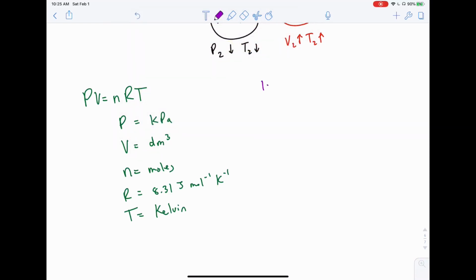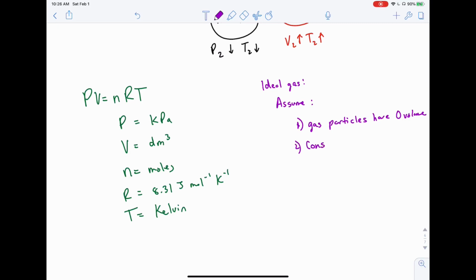Now, for this to work for an ideal gas, we assume the following. One, gas particles have zero volume, meaning that in a container, all of it's free space. So if you measure the volume of a container, we're assuming that the gas particles take up so little space that it's essentially that exact volume. We don't have to remove the volume of the gas from the free space.